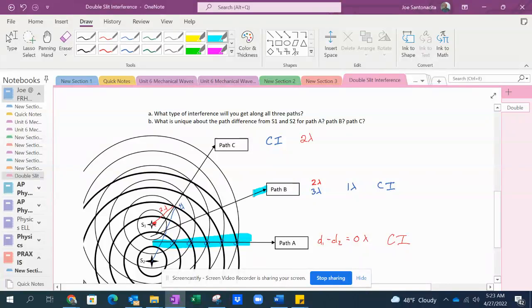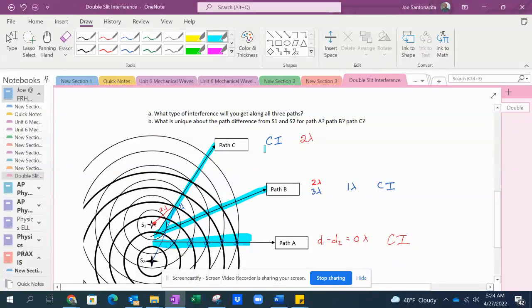Along B, the path difference from S1 to S2, S2 is going to have to travel a distance of 1 wavelength longer to catch up and be in phase. In other words, catch up and have the crest and crest meet, or the trough and trough meet to have interference. And path C, S2 is going to have to travel 2 wavelengths more to catch up to meet a crest of S1.